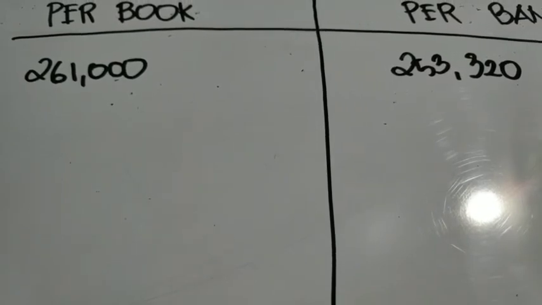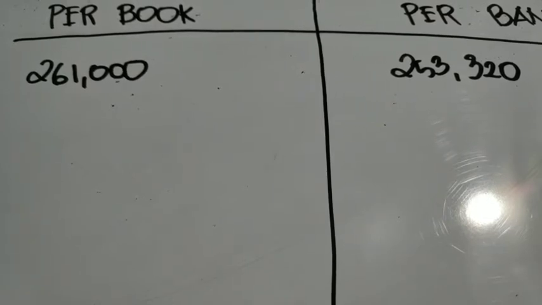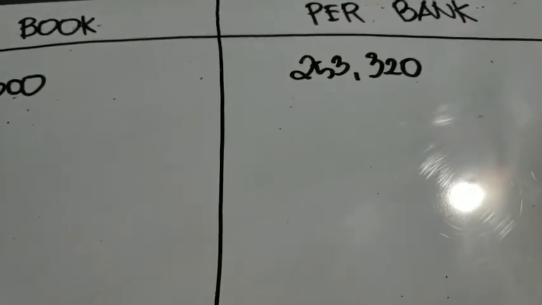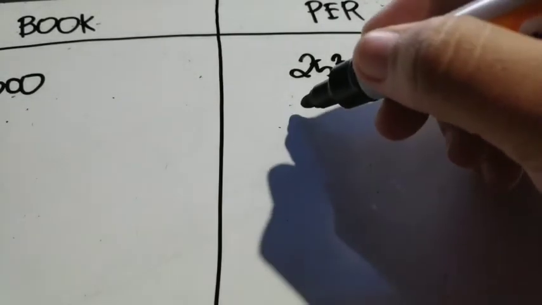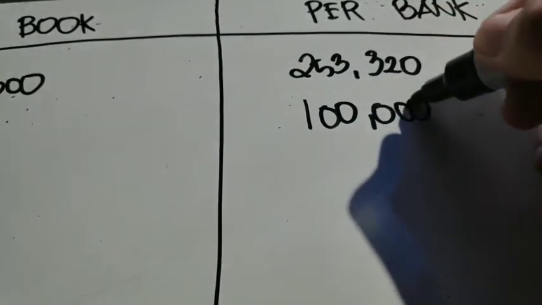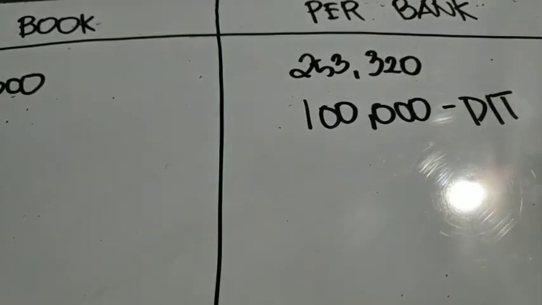First that we identify is the deposit in transit. The deposit in transit is 100,000. So the company had received 100,000 from a customer but not yet deposited to the bank because of some delays. So now, you will reflect it to the per bank. So, you put here 100,000. So this is your deposit in transit.